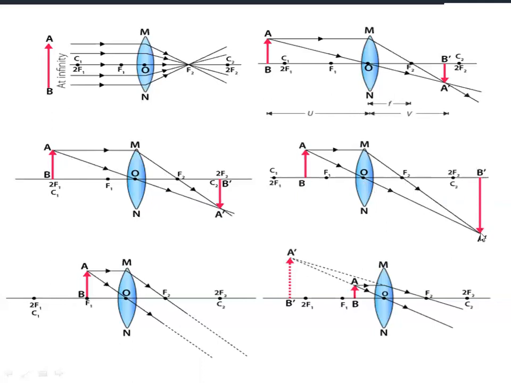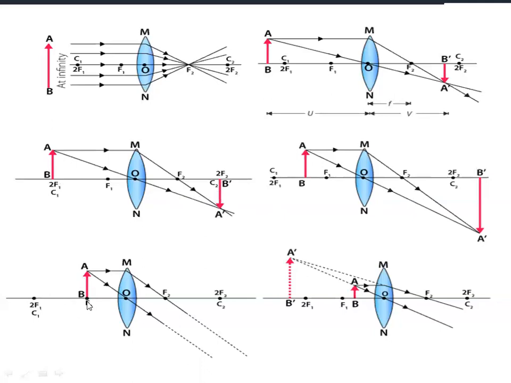The image is inverted and it is enlarged. Can you see here? The object is small in size, the image is big in size. So we get an enlarged, inverted image. It is a real one. But in this position, object size and image size are both the same, as we have already studied for the concave mirror. Okay, and we'll go for the next position.